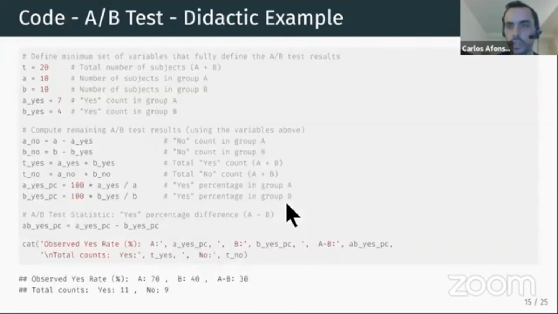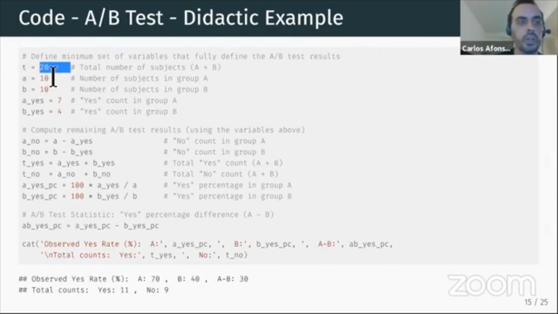So we could do this with code. So here we have some R code where we're just assigning values to some variables. So T is going to be the total number of subjects, both in A and B. And we're going to keep going with that example. Then we'll see more examples with larger numbers after this.